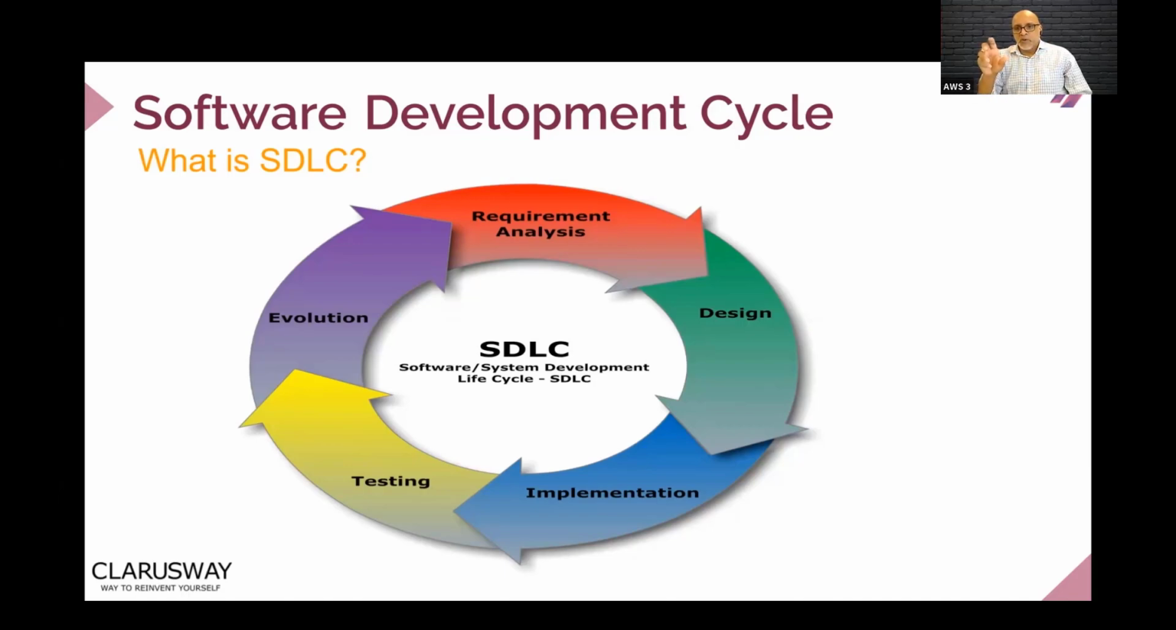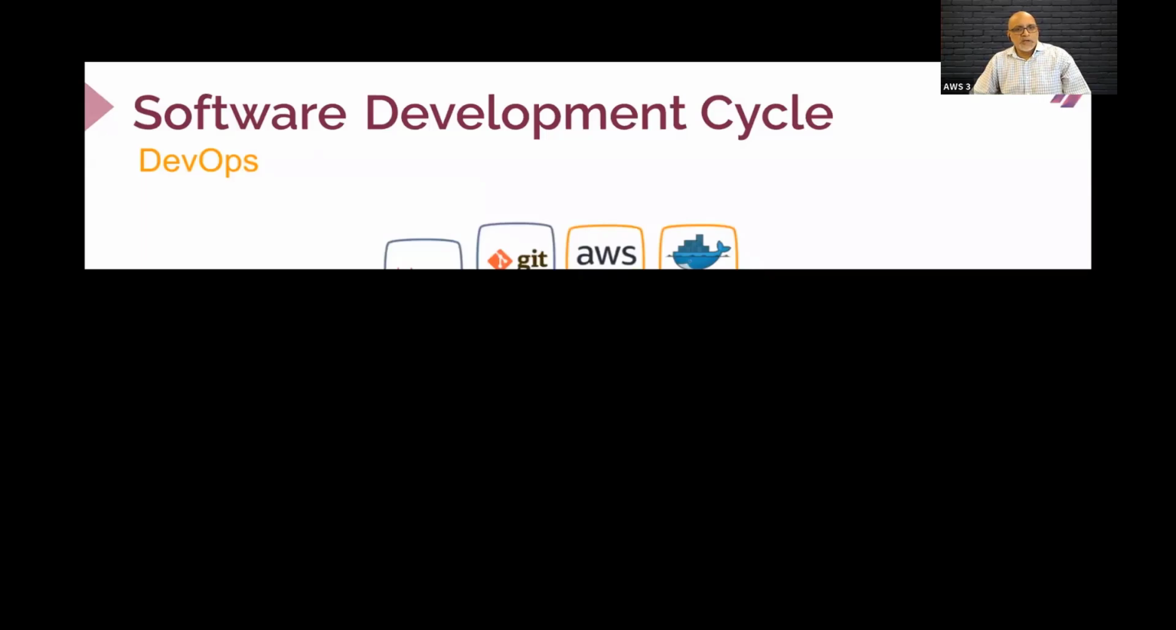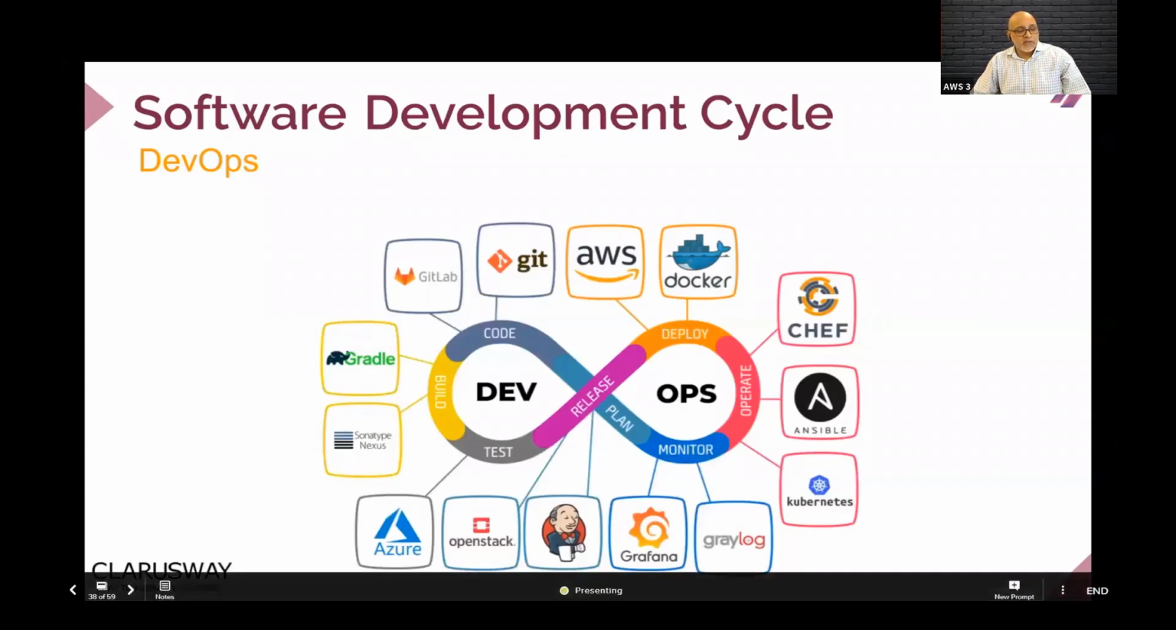So first you do the requirements, then you do the design, you go and implement it, you go and test it. And then any bugs, fixes, or enhancements, you go back through the same cycle. It's one after the other, and you just keep going through them. It's shown here in a circle, but it's also known as a waterfall approach. With cloud computing, that has changed a little bit, changed a lot.